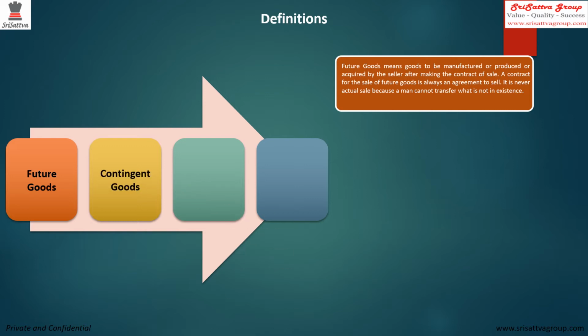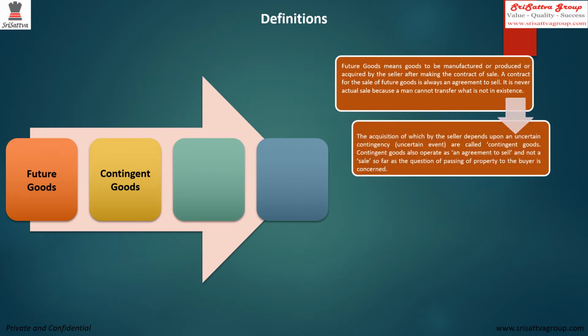Contingent goods. Goods, the acquisition of which by the seller depends upon an uncertain contingency, an uncertain event, are called contingent goods. Contingent goods also operate as an agreement to sell, and not a sale, so far as the question of passing of property to the buyer is concerned.